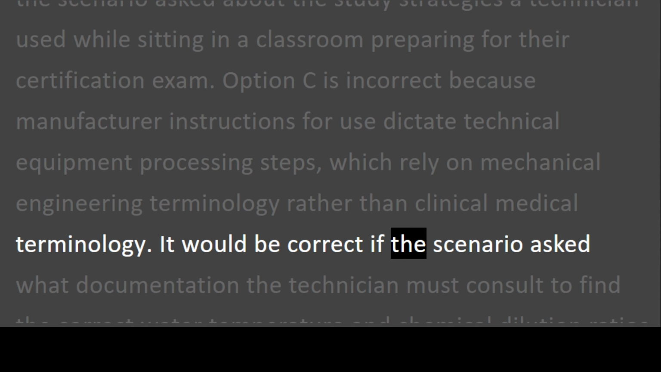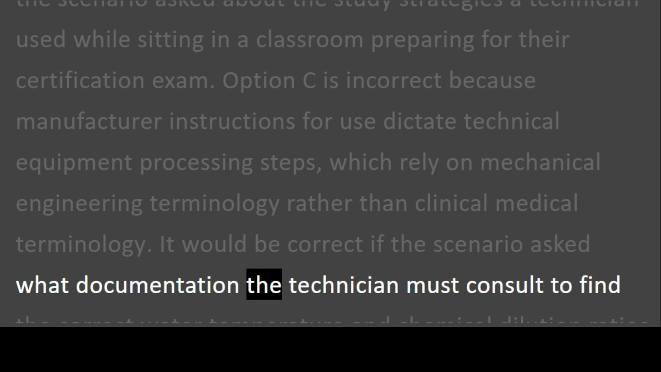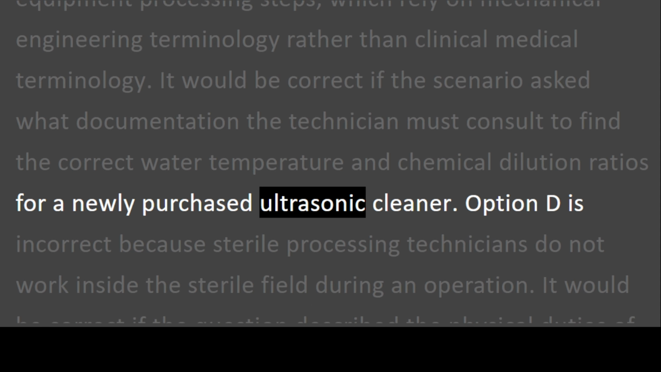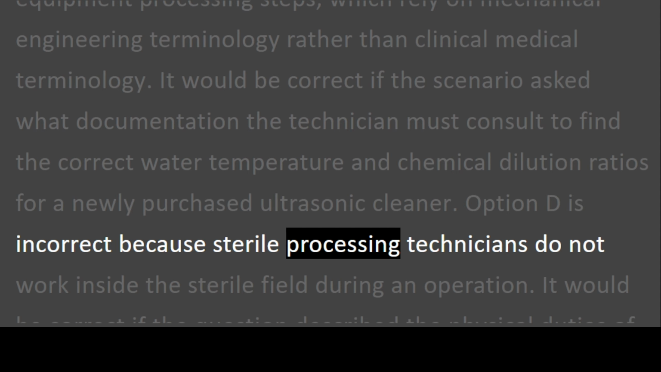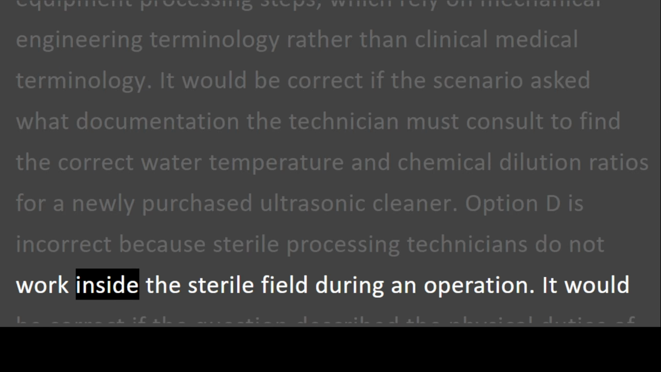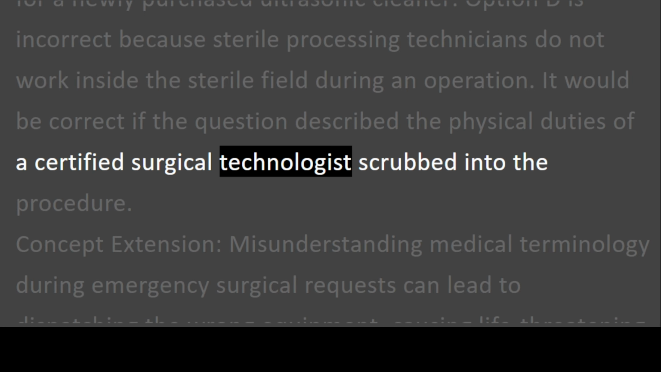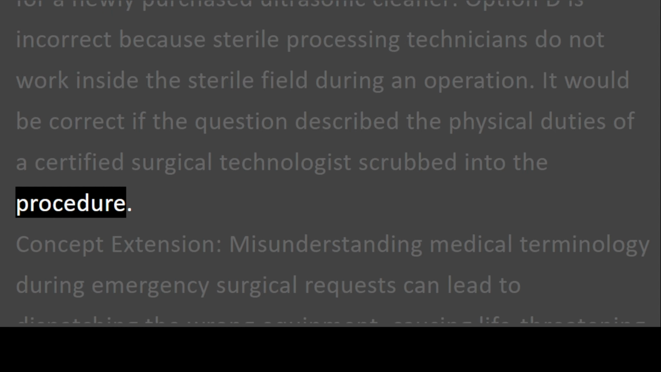It would be correct if the scenario asked what documentation the technician must consult to find the correct water temperature and chemical dilution ratios for a newly purchased ultrasonic cleaner. Option D is incorrect because sterile processing technicians do not work inside the sterile field during an operation. It would be correct if the question described the physical duties of a certified surgical technologist scrubbed into the procedure.